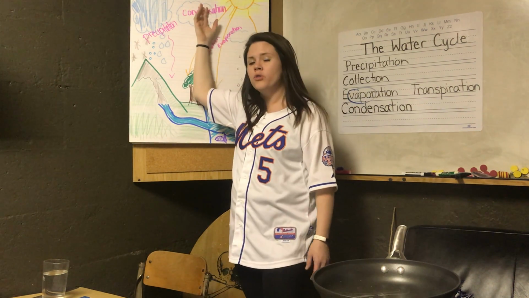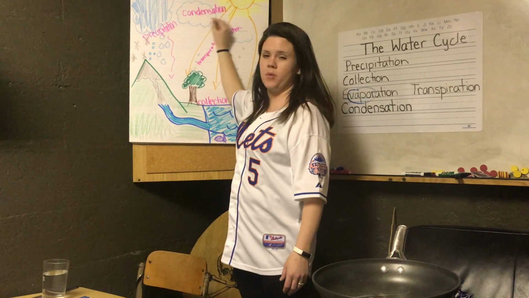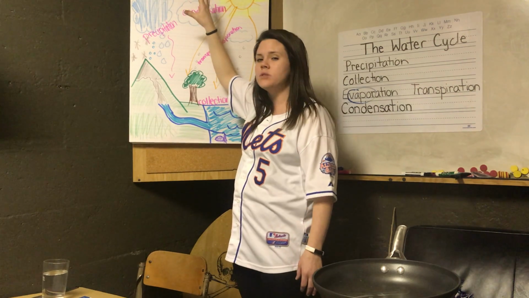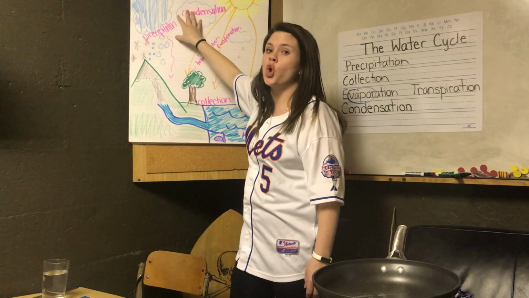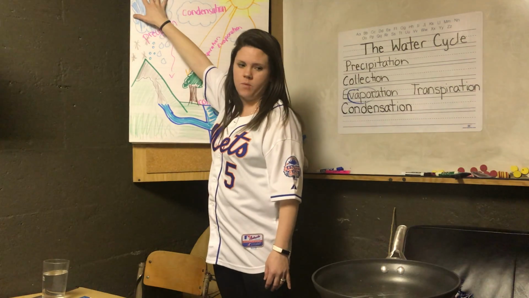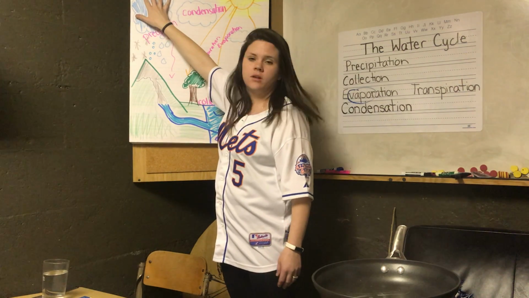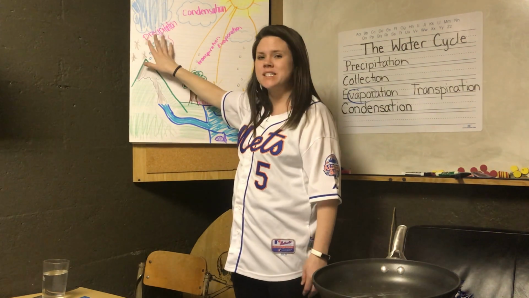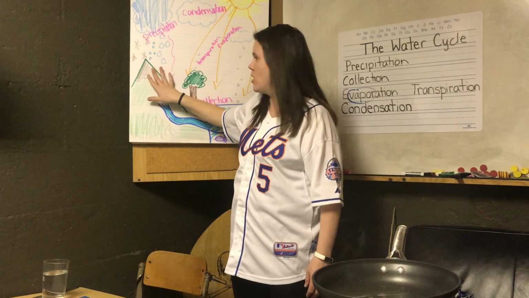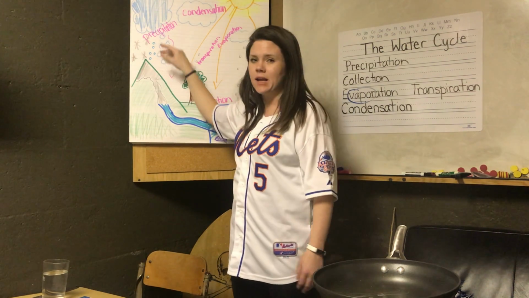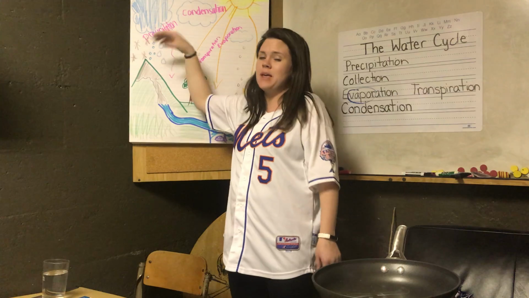And the air can hold the water for a while. As it cools off, it becomes water again, and the air can hold it, but it can't hold too much of it. And when it gets too much, the air lets it go, and it's precipitation all over again, which can be snow, it can be rain, it can be hail, it can be sleet, it can be ice.